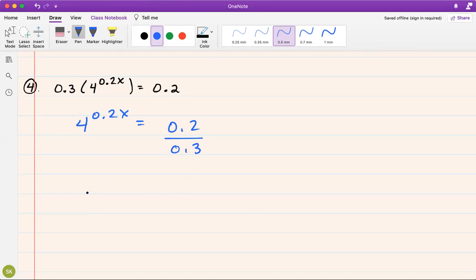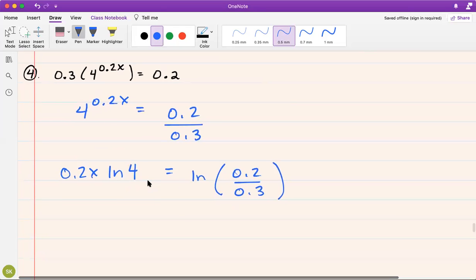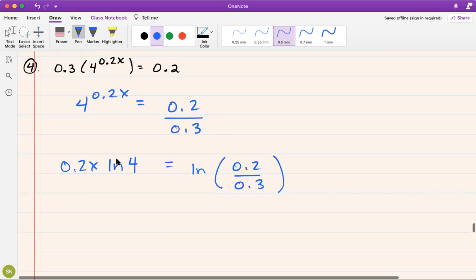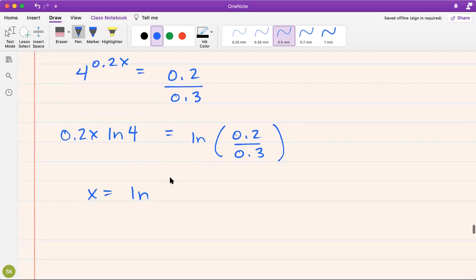And then from there, take the ln of both sides. So ln of 4 to the 0.2x is equal to the ln of 0.2 over 0.3. And then pull the 0.2x in the front. So let's do that. And then we're going to get rid of anything that's not an x. And how we do that is we divide by this 0.2 and this ln of 4. So we get x is equal to ln of 0.2 over 0.3 divided by 0.2 times ln of 4. So let me write it like that.